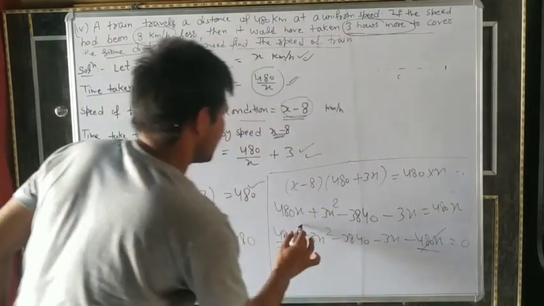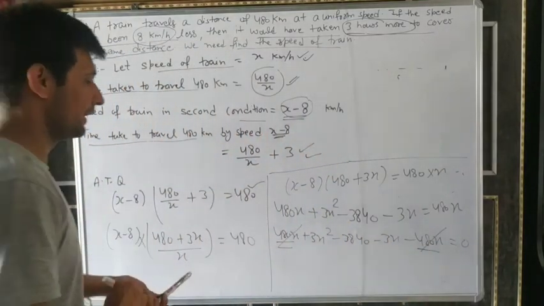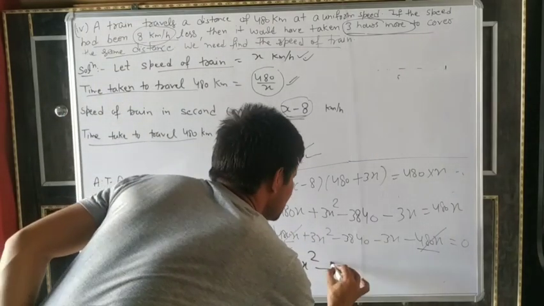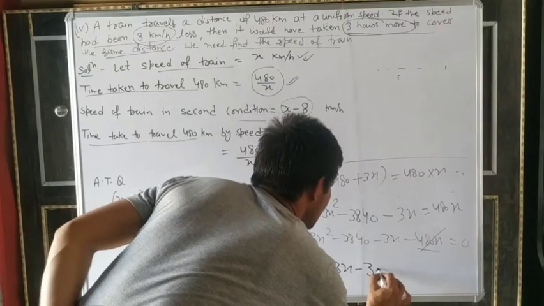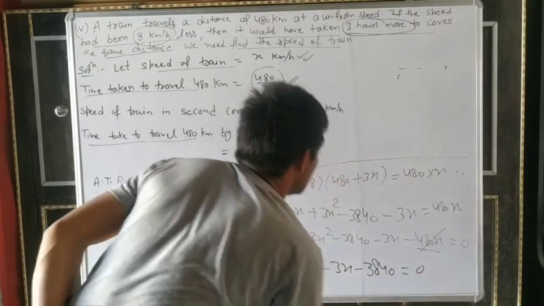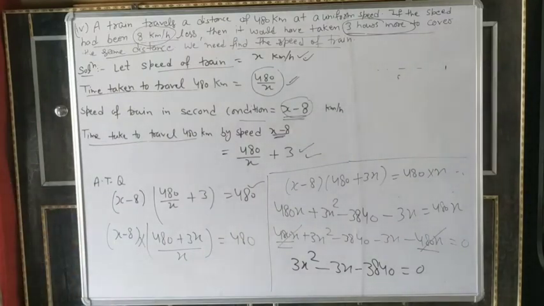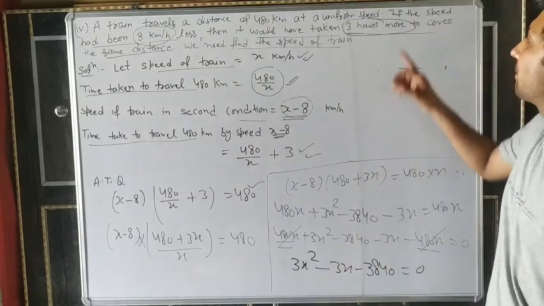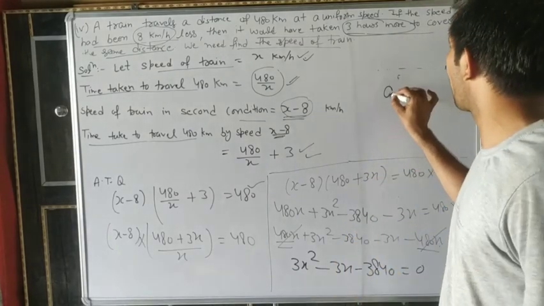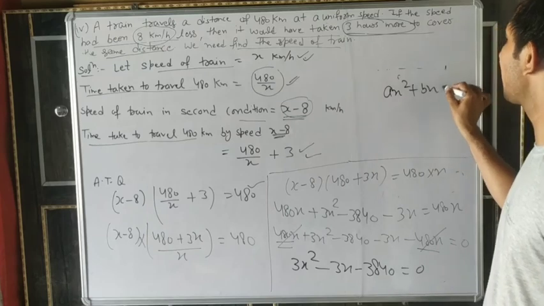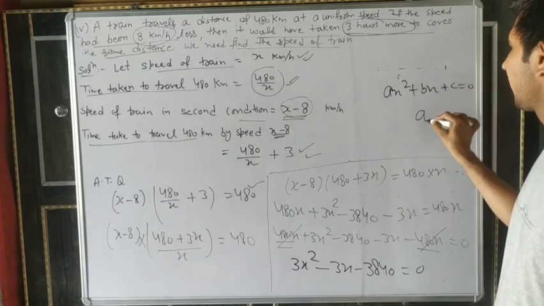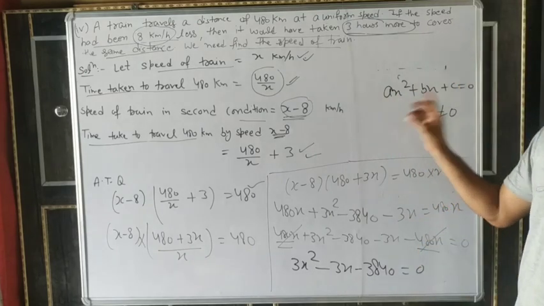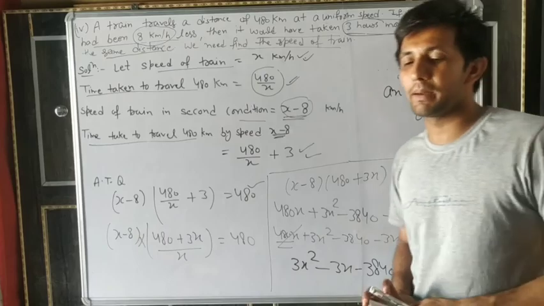480x, both cancel. So what remains? 3x square minus 24x minus 3840 equal to 0. It is your answer of the fourth part. We only have to make an equation. So always remember, dear, we have to remember the general form: ax square plus bx plus c equal to 0, where a is not equal to 0. It is the general form of a quadratic equation. So you have to remember.